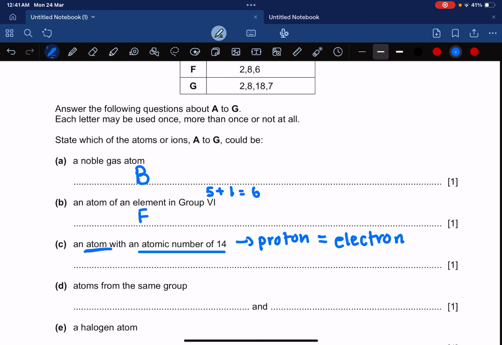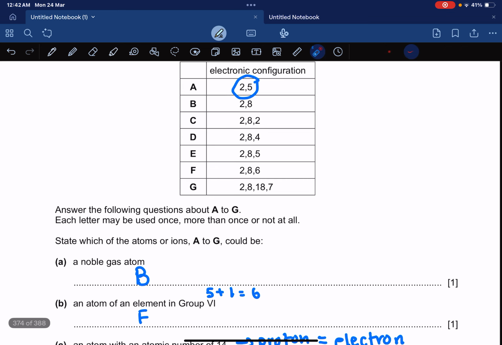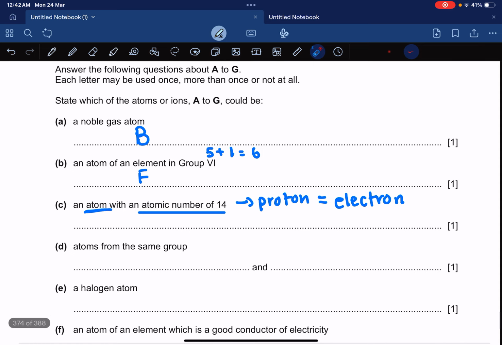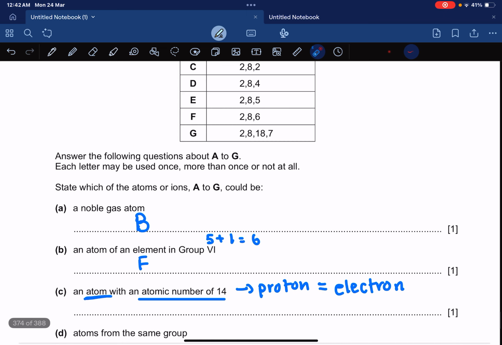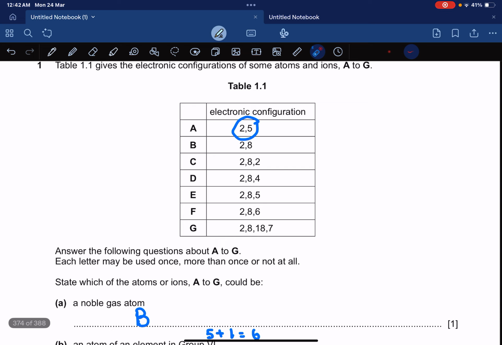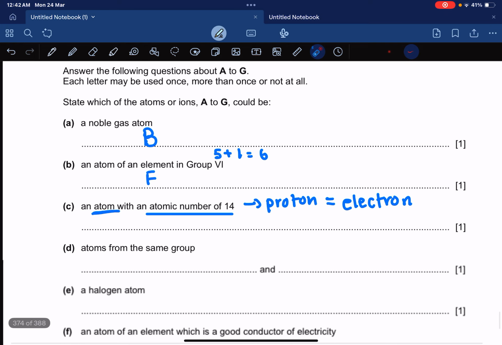So for the electronic configuration, we should have an atom that has a total of 14 electrons, because atomic number 14 means 14 protons, and if it's an atom it's going to have 14 electrons for sure as well. So we've got to calculate. This is going to have 5 plus 6 plus 7 total electrons. This is going to have 10. This is going to have 10 plus 11 plus 12, and this one right over here, D, is going to have 14. If you calculate it out, 8 plus 2 plus 4 is 14. So the answer is D.